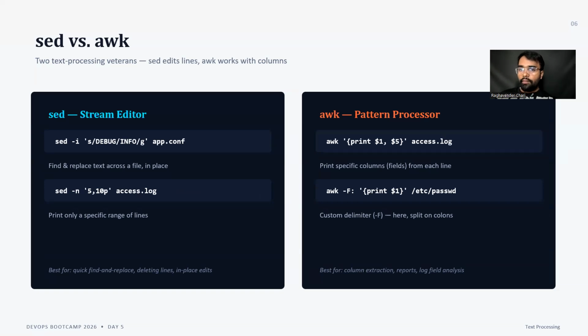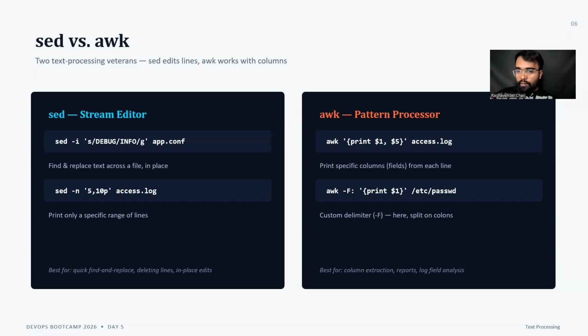Sed versus AWK: two text parsing veterans. Sed edits lines, AWK works with columns. If you want to edit any lines, we'll use sed, or stream editor, and AWK is a pattern processor. If you want to find and replace text across a file in place, use sed -i, and we are editing the complete line here.